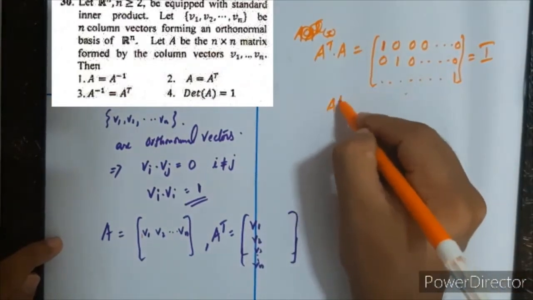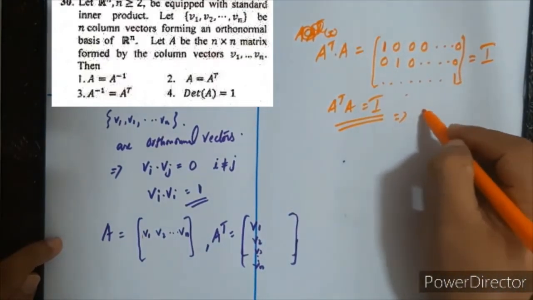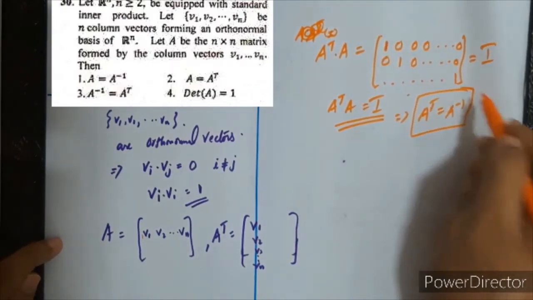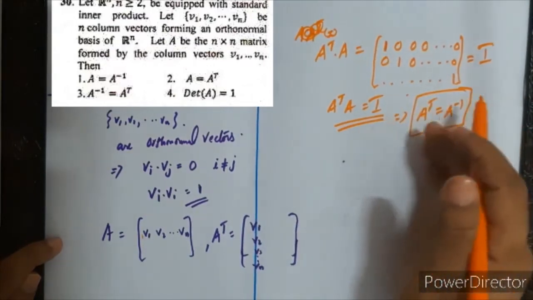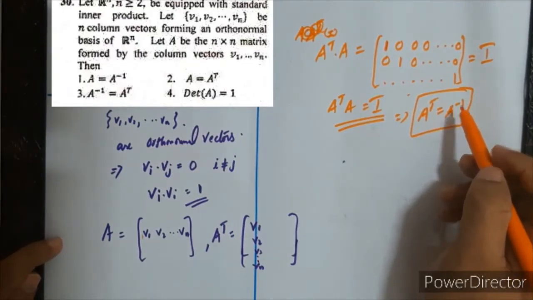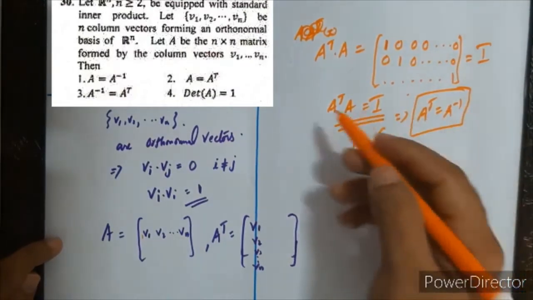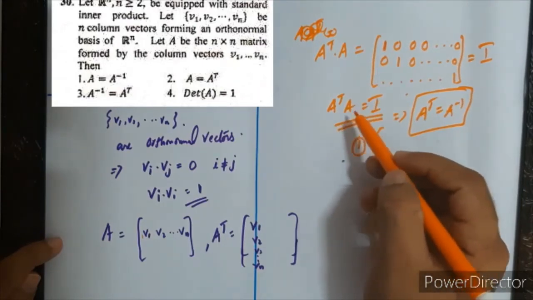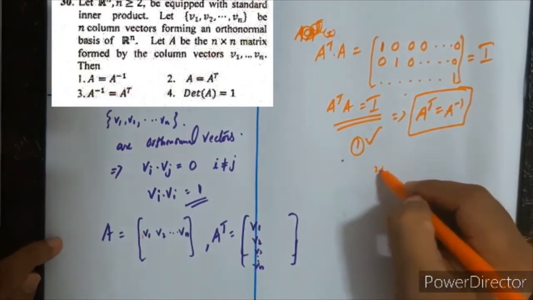So A transpose A is equal to identity, which implies A transpose equals A inverse. So this is the correct answer. So only option 1 is correct. So we got A transpose equal to A inverse. There is an option that is correct, and A transpose A equal to I doesn't imply A equals A transpose. So option 2 is not correct.